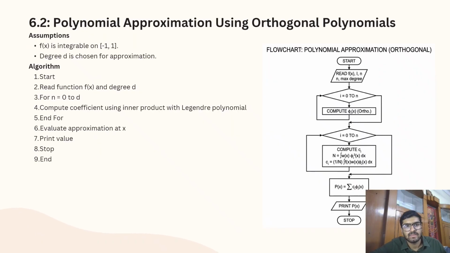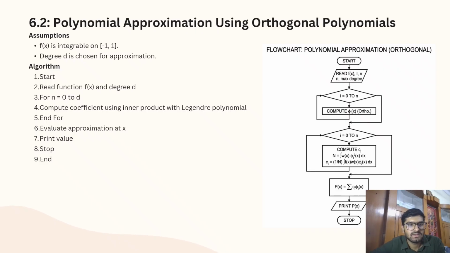Now the next method is polynomial approximation using orthogonal polynomial. The assumptions here are f of x is integrable on the interval -1 to 1. Degree d is chosen for approximation.